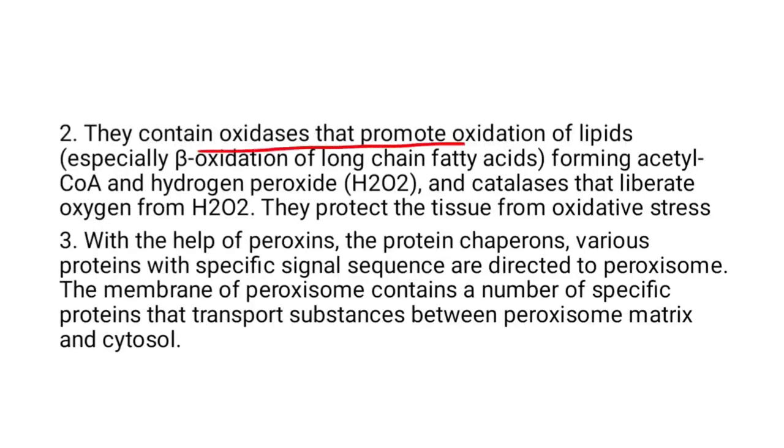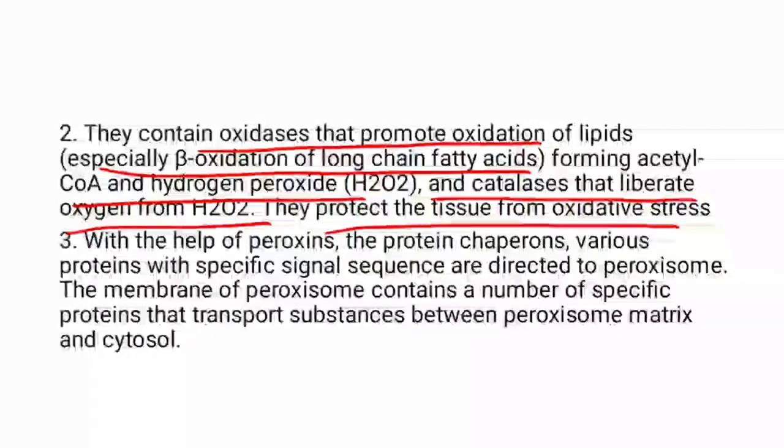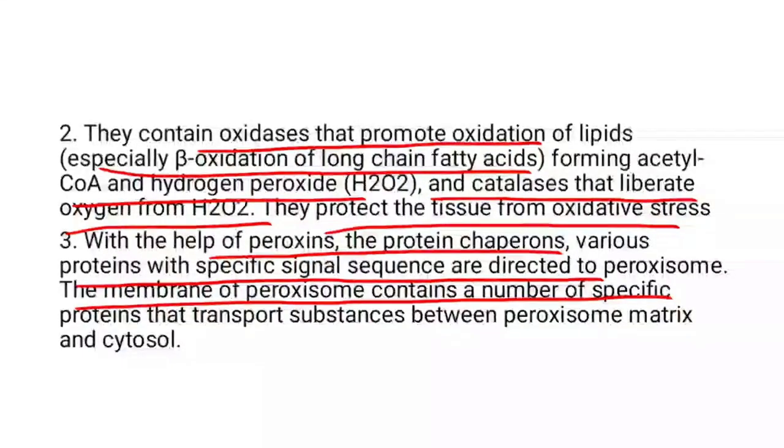They contain oxidases that promote oxidation of lipids, especially beta oxidation of long chain fatty acids, forming acetyl CoA and hydrogen peroxide, and catalases that liberate oxygen from hydrogen peroxide. They protect the tissue from oxidative stress. With the help of peroxins, the protein chaperones, various proteins with a specific signal sequence are directed to the peroxisome. The peroxisome membrane contains a number of specific proteins that transport substances between the peroxisome matrix and cytosol.